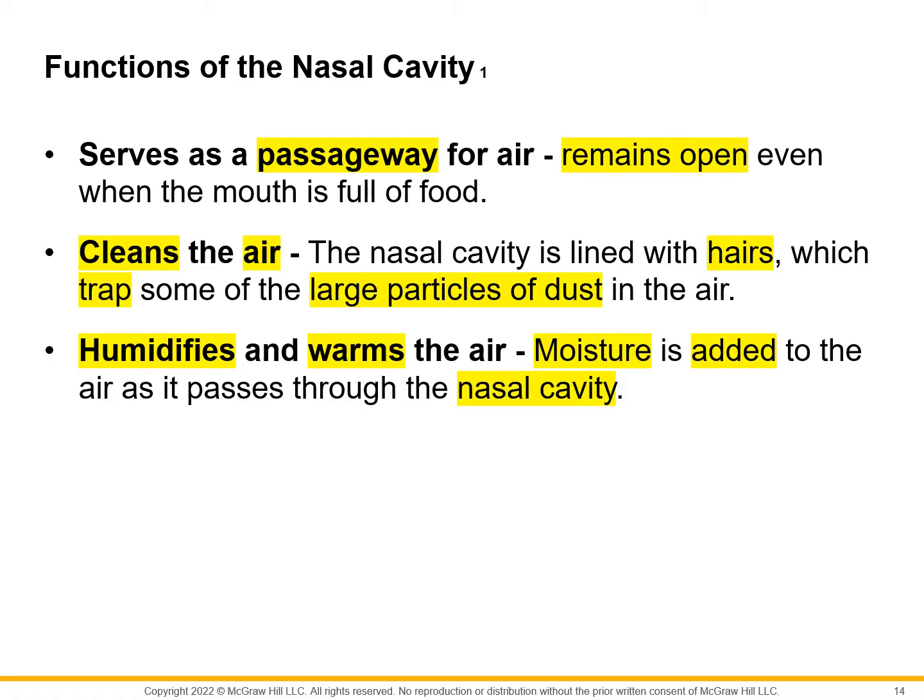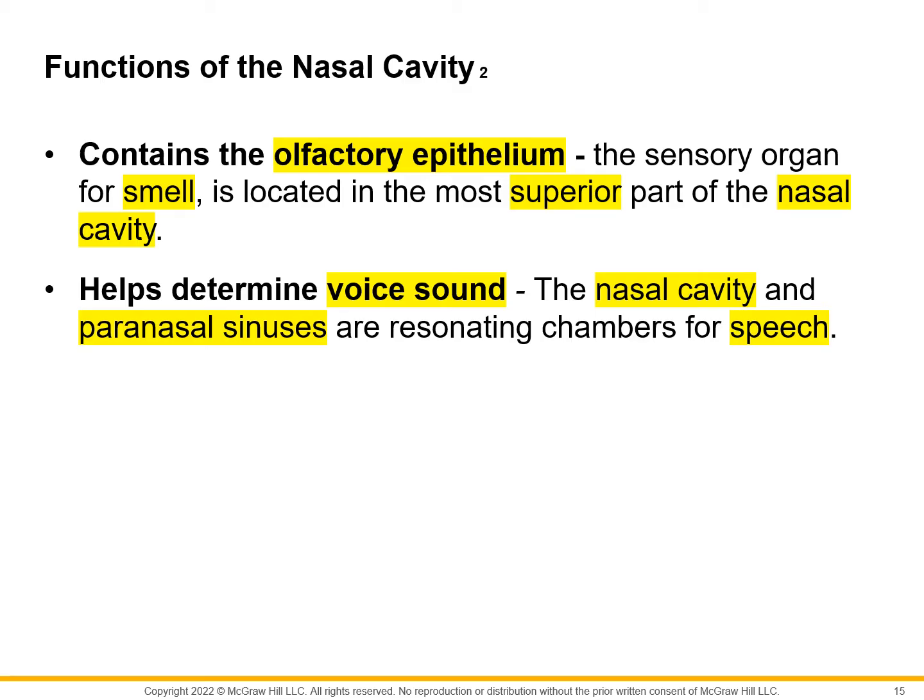Next, the nasal cavity could clean the air that we breathe in. This is because of the hairs, which would trap large dust particles and the mucus secretions that could catch the smaller particles. Third function is to humidify and warm the air, which again is a function of the concha. Our nasal cavity is also the area where our olfactory epithelium is located, which again is very important to be able to smell.